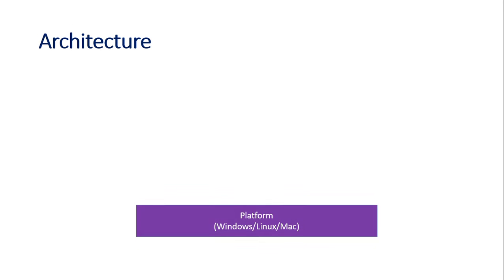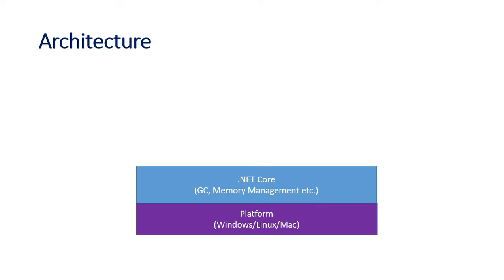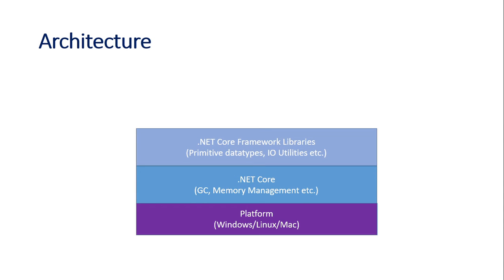Let's look at the high level architecture. What are the components of .NET Core? Underlying there will be the platform. It can be Windows, Linux, or Mac OS. For each and every platform you have a .NET Core runtime. The .NET Core runtime is just the interface between your application and the platform, you can say. The memory management, garbage collection, all such things are done by the .NET Core runtime. So this is a very important component of .NET Core.